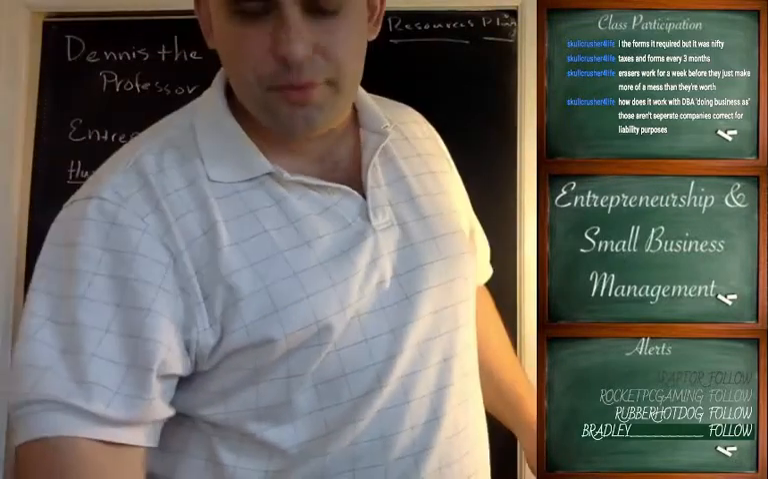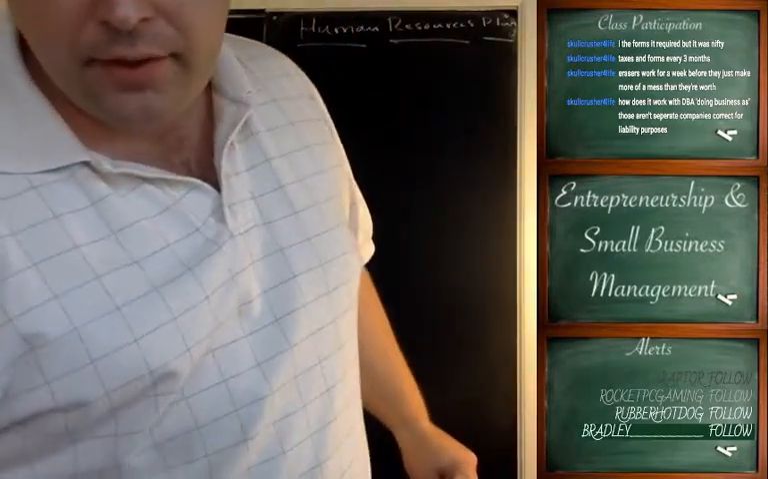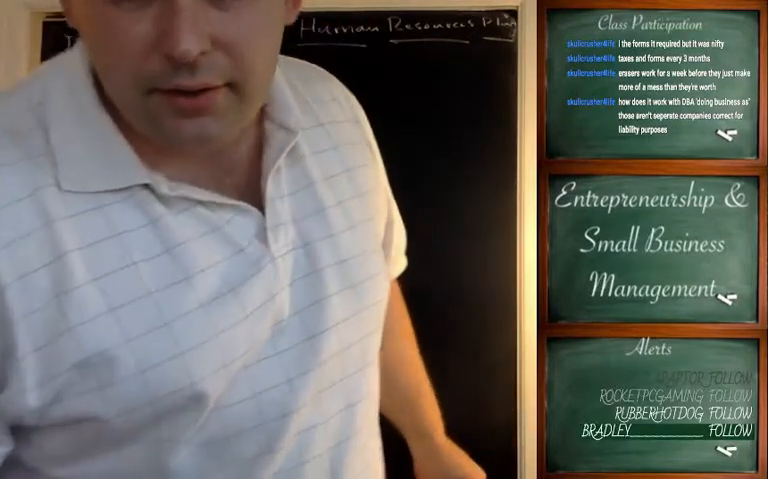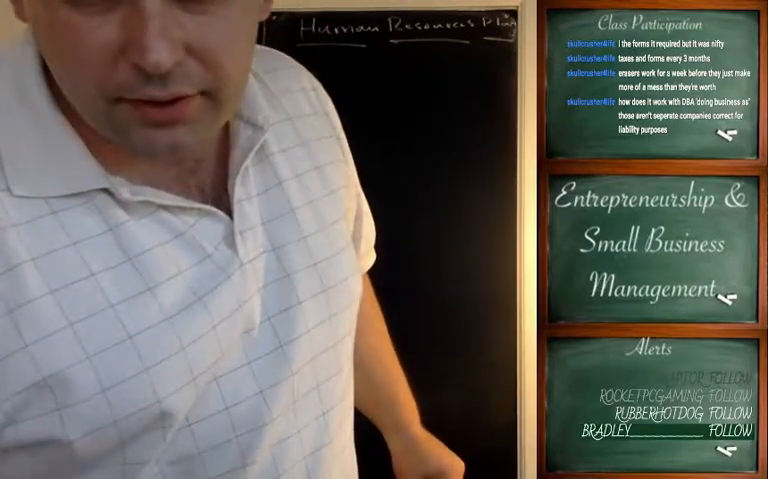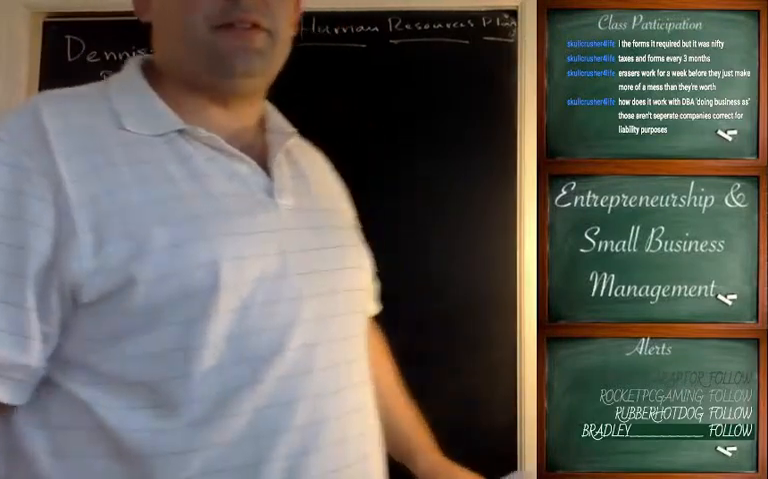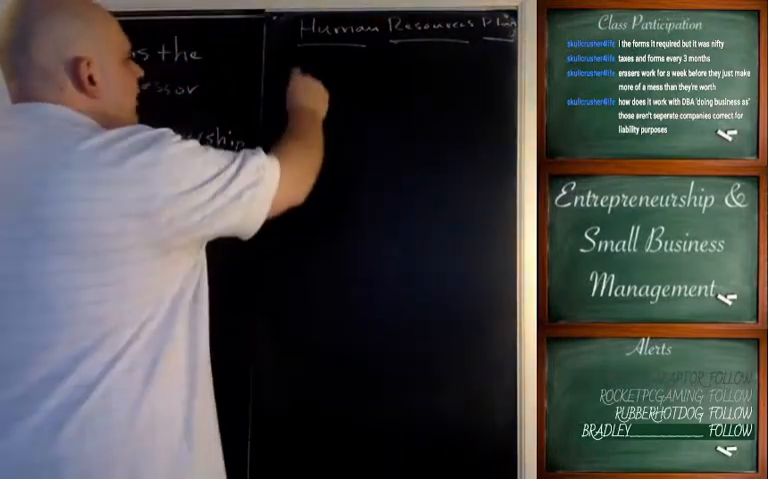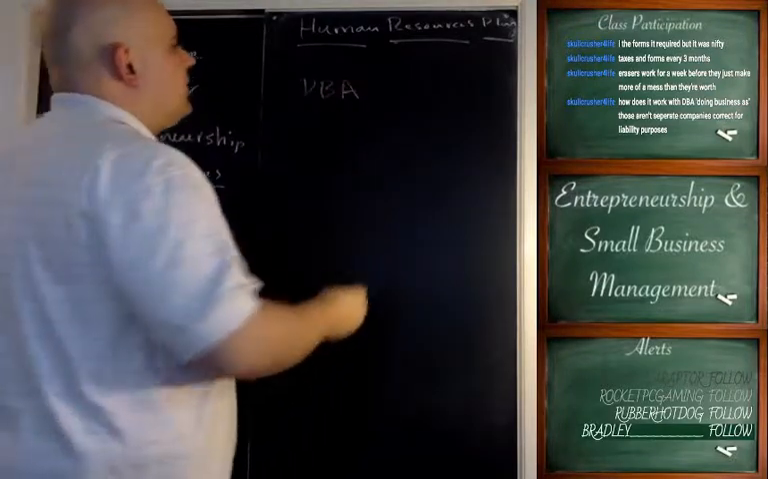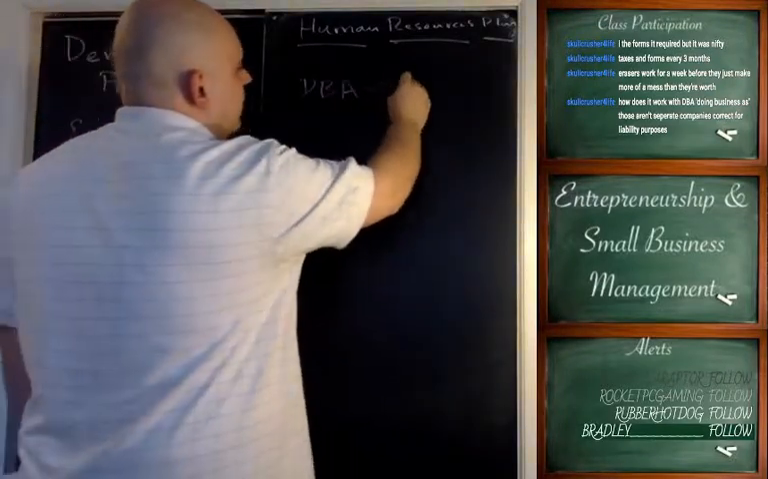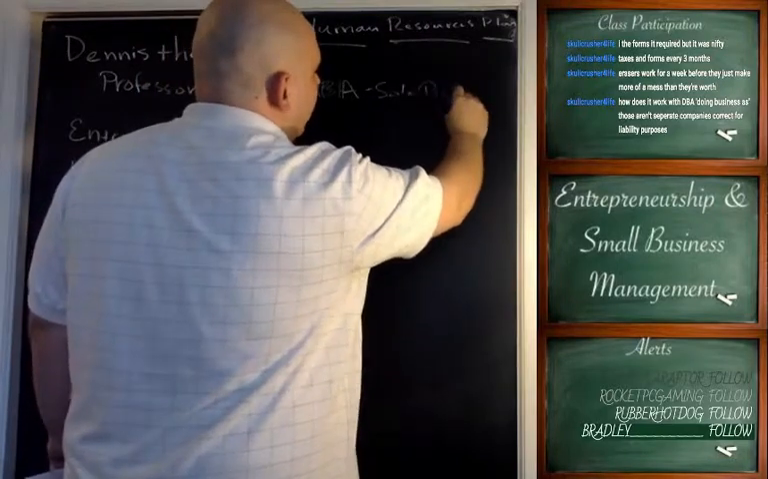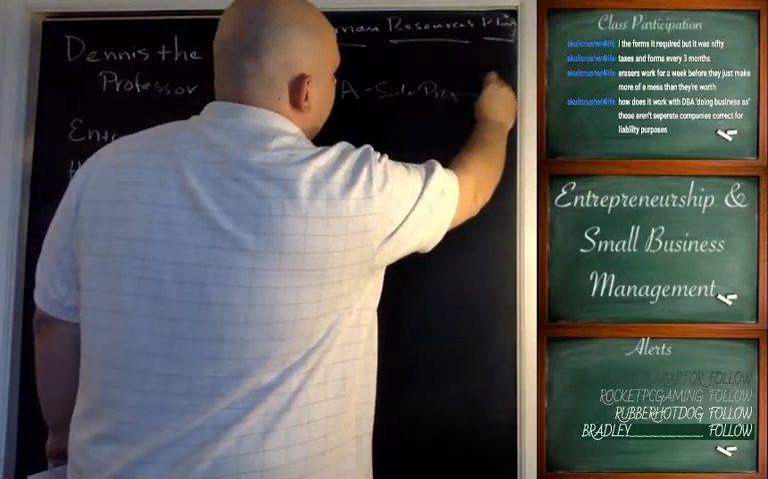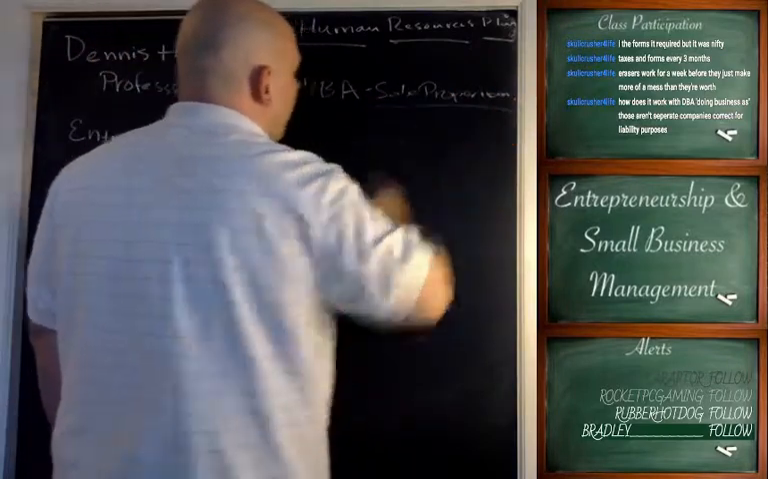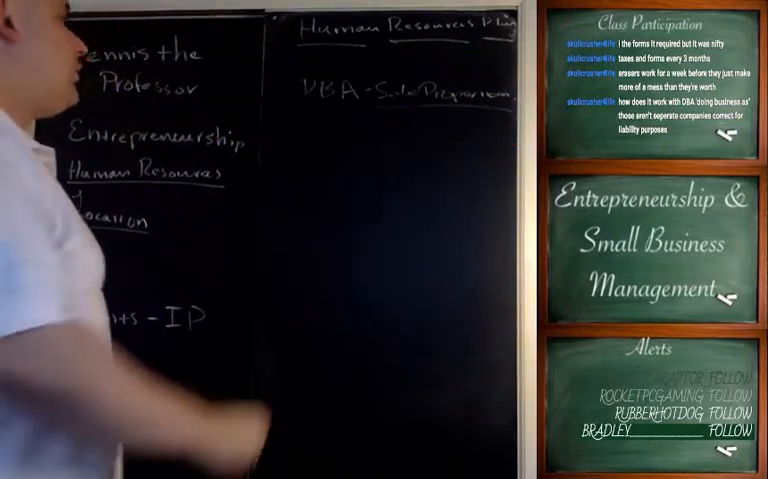How does it work with DBA? Doing business as. Those aren't separate companies, correct? For liability, no. Doing business as is going to be the exact same thing as the sole proprietorship. There may be some requirements, sole proprietor, or some kind of partnership structure, probably a limited partnership structure. But there are going to be requirements.